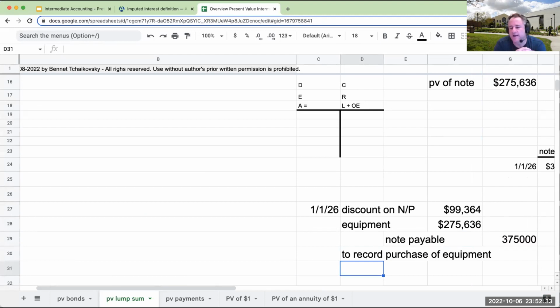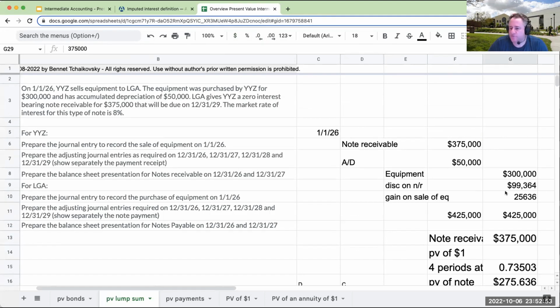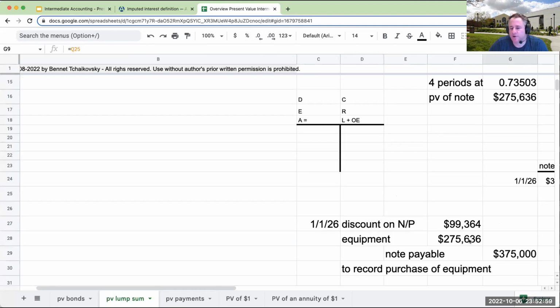You would normally have to go through, if you buy equipment, what do we have to do with it? We have to depreciate it. So we're not going to deal with the depreciation here. This is really more just to focus on, okay, it's a 0 interest bearing note. What do we have to go through and do? If this really represented interest revenue for the seller, then for the buyer who gave the note, this really represents interest expense.